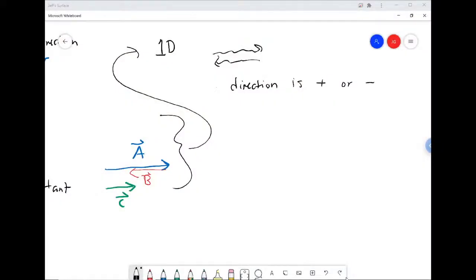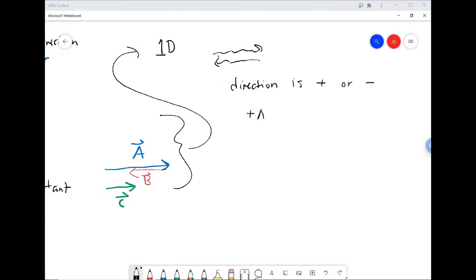So William, does that mean if they aren't parallel or opposing, do we have to do trigonometry to determine totals? Yes. So we're getting there. We're getting there, William. We'll come back to the 2D case in a little bit.